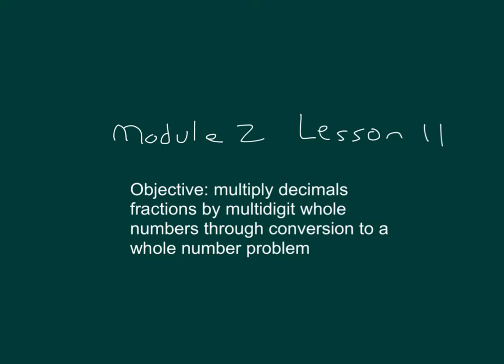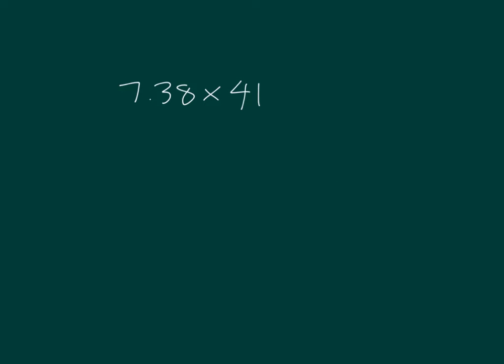The objective within this lesson is to multiply decimal fractions by multi-digit whole numbers through conversion to a whole number problem. Here's a problem. 7 and 38 hundredths times 41. Let's estimate the product. That's 7 times 40 for our estimate, which is 280. So our estimated product is 280.